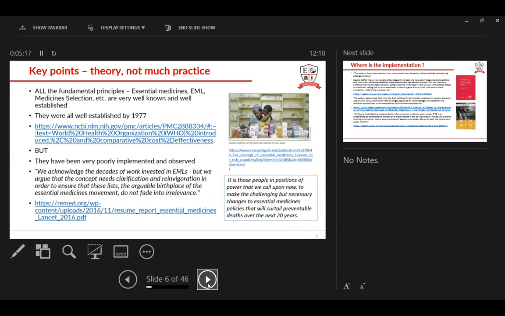Key point: most often we talk about theories. People just say, oh yeah, there's an EML, an essential medicine list. Are they really being practical? Are we practical with the listing? That's why we're here today. All of you are experts when it comes to this. We want to know whether these things have been put into practice. So take a key point here, look at what the points are. We talk about the fundamental principle. We talk about how it was established, in what year, and how it's being utilized.